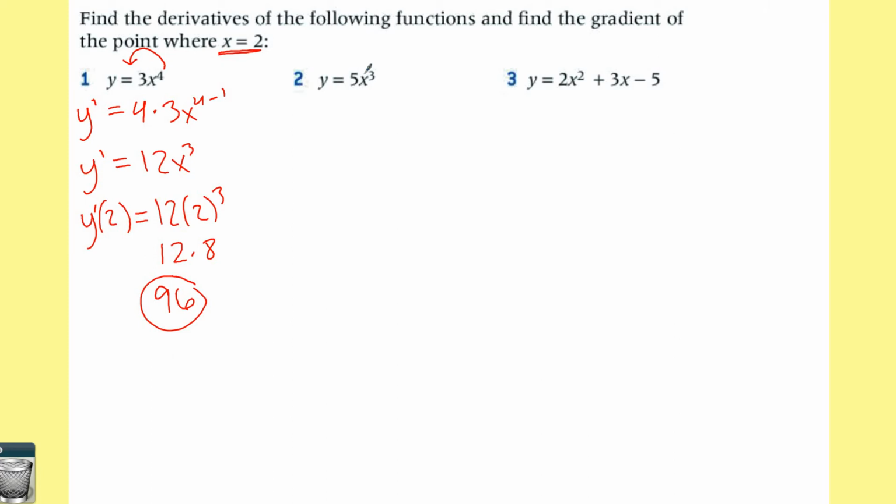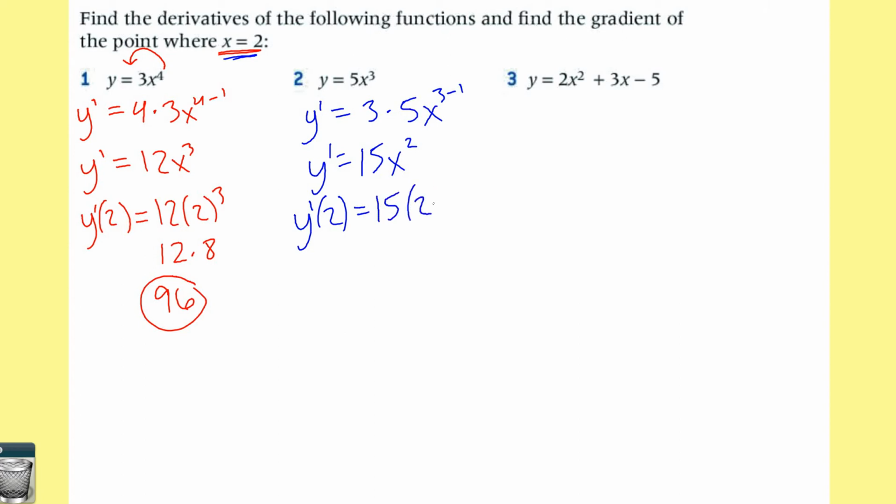Again, we do the power rule for number 2. So the derivative would be 3 times 5, x to the third minus 1. So we get the derivative to be 15x squared. We want to find it when x is 2. So we do 15 times 2 squared, so 15 times 4. So we get 60. So the slope of this equation when x is 2 is 60. So a very, very steep slope.